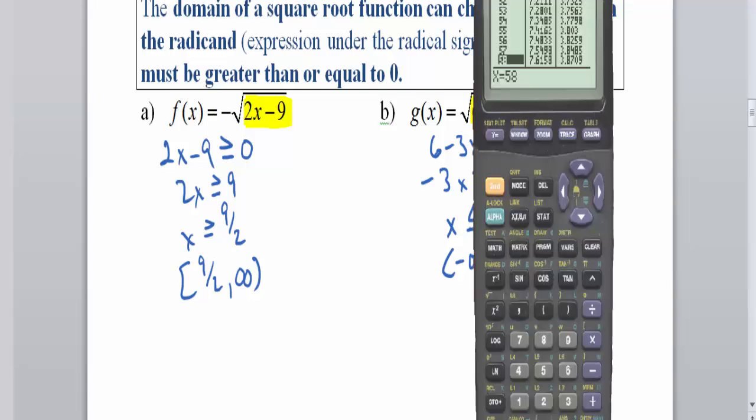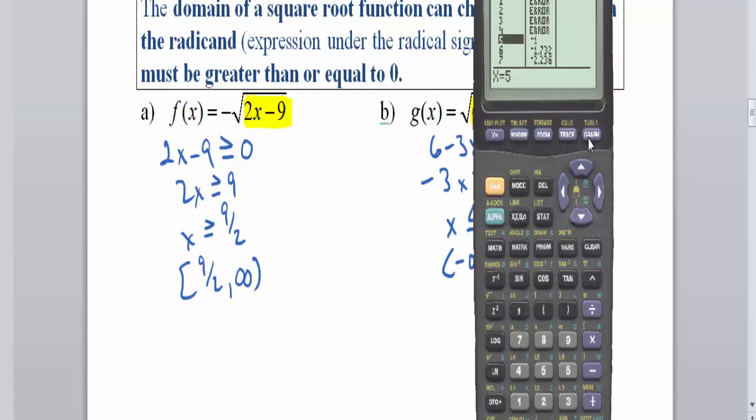Okay? And then again, I can enter these into my calculator and just take a look, if not at the graph, at least at the table, right? Negative square root of 2x minus 9. And I can see if I go to my table, let's start at 0. But you can see, alright, at 0 I get an error message. At all these negatives I'm getting an error message, meaning it's not defined there. So it's not defined in my table here until x got to 5.